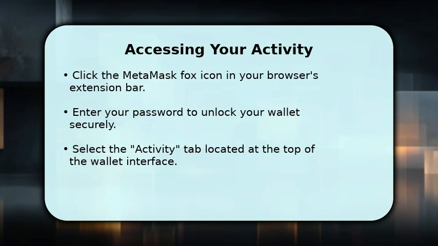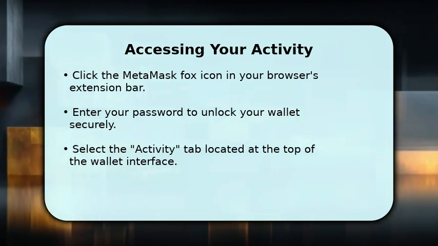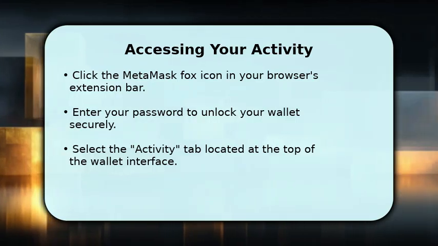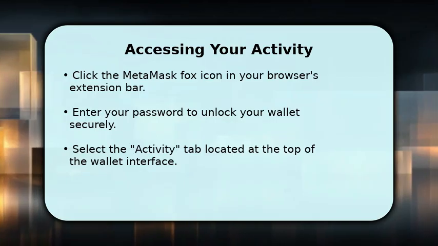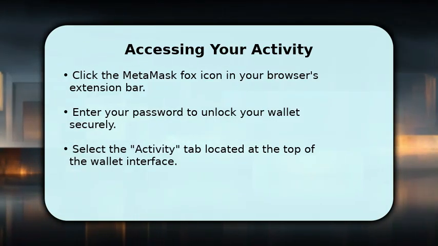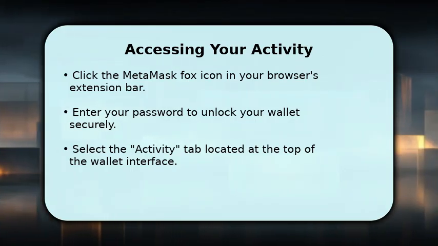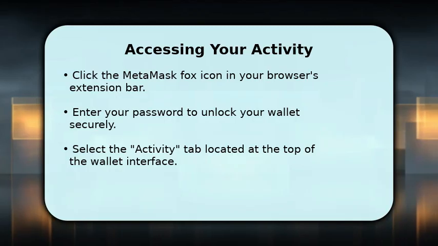To begin, simply click on the Metamask Fox icon in your browser's extension bar. Once the wallet opens, you will need to enter your password to unlock it. After unlocking, look for the Activity tab, usually positioned near the top of the wallet window. Clicking this tab will display a list of your recent transactions, providing a quick overview of your wallet's movements.